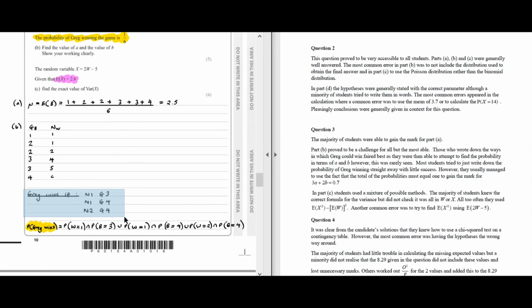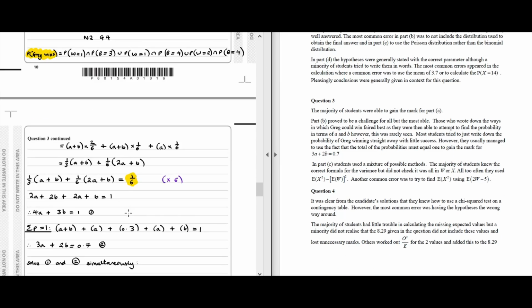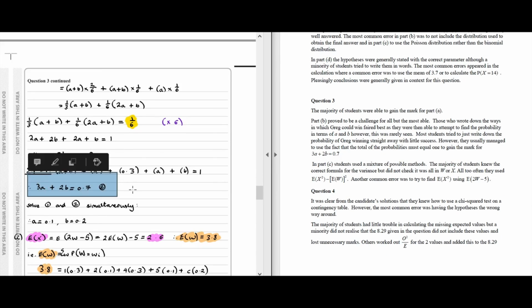So if you look over here, you can see that I listed the different ways Greg could win. Those who wrote down the ways in which Greg could win fared best, as they were able to attempt to find the probability in terms of A and B. However, this was rarely seen. Most students tried to just write down the probability of Greg winning straight with little success. However, they usually managed to use the fact that the total of the probabilities must equal 1 in order to come up with this equation over here.